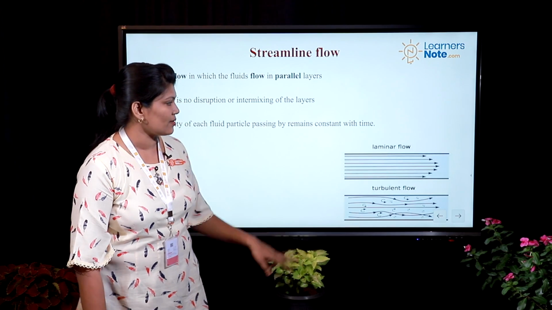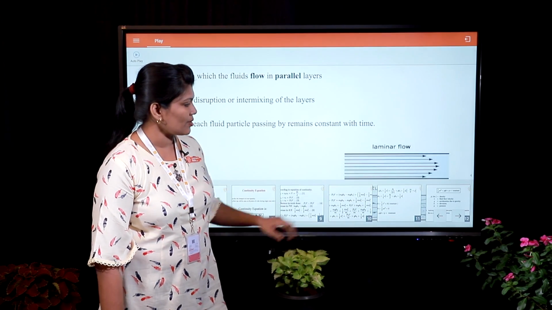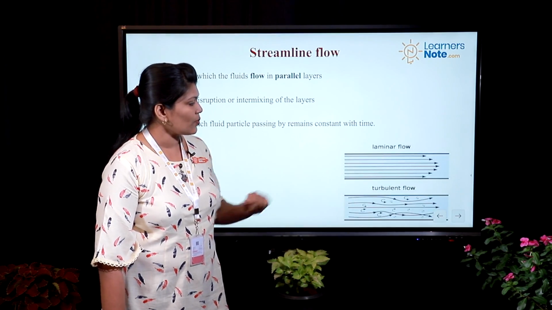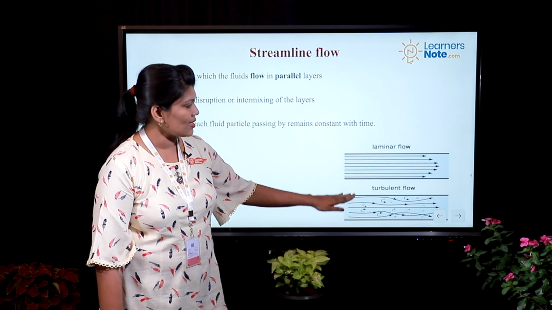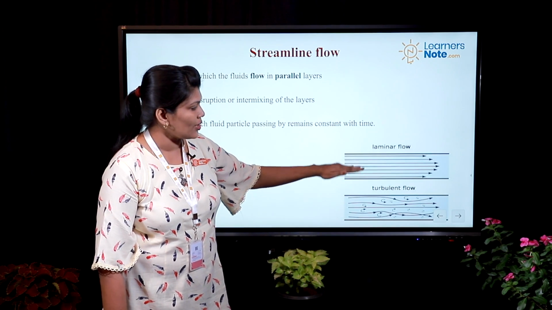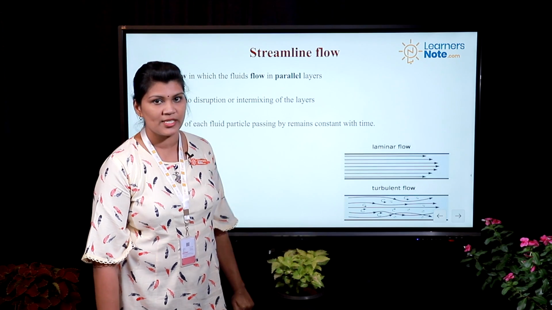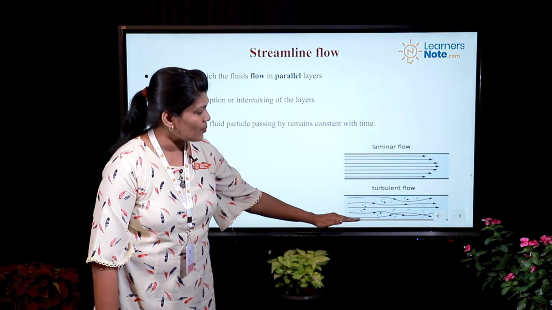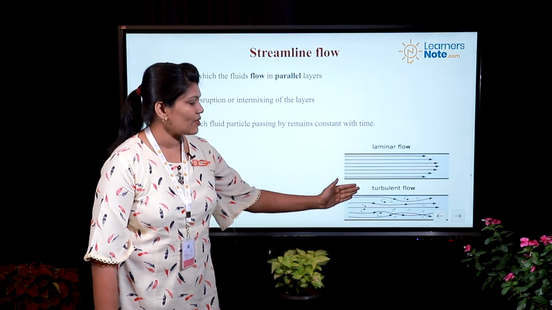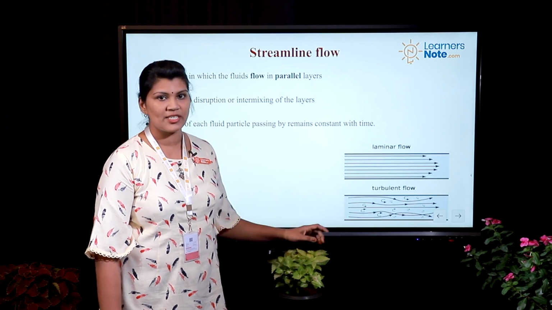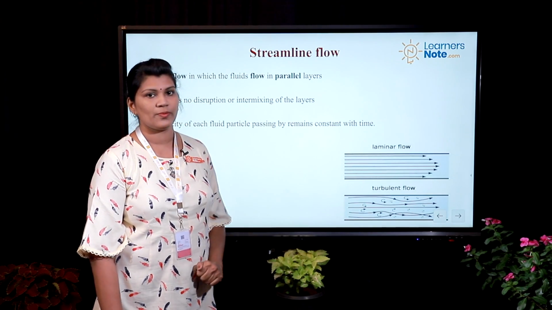That is represented here. This is the streamline flow condition and this is the turbulent flow condition. Here we can see that each layer of that liquid is in uniform motion. In the case of turbulent flow, each of the layers of that liquid is in random movement. That is known as turbulent flow.